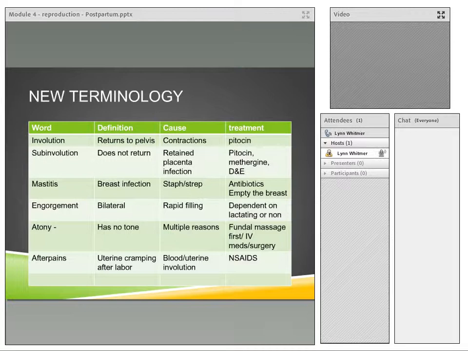Atony, again, the uterus has no tone. There's multiple reasons we talked about, and there's your interventions. After pains, it's uterine cramping after labor, after the baby's born. It's usually caused from the blood in the uterine involution, and NSAIDs are the best treatment for that.